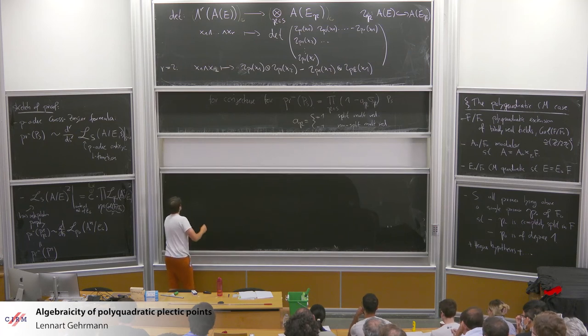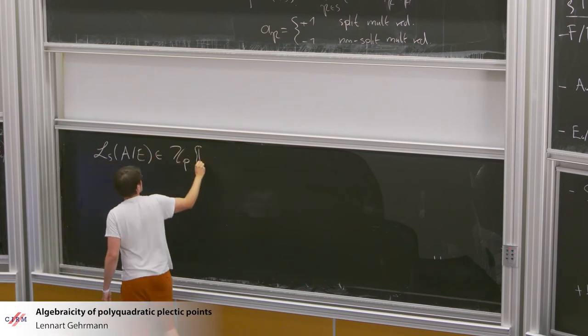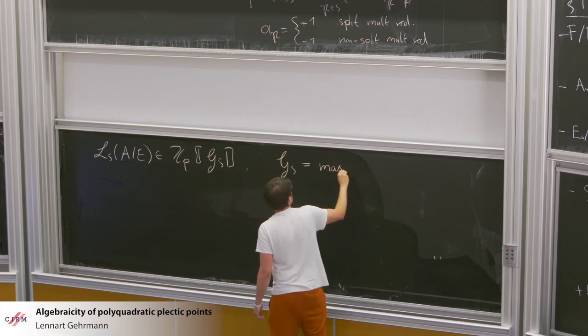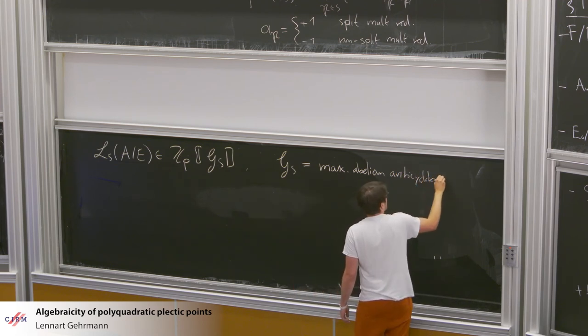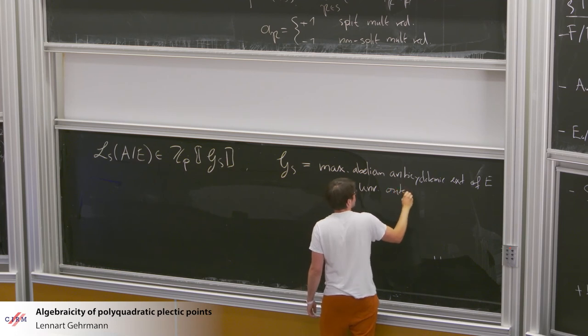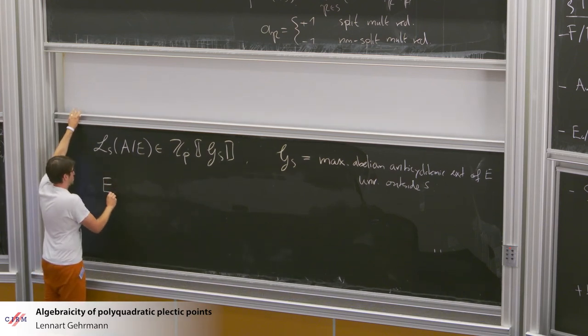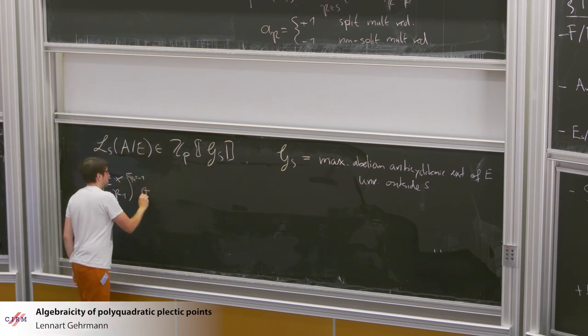So this p-adic L function L_S(A over E) actually is an element of some kind of Iwasawa algebra of the Galois group G_S, where G_S is something like the maximal abelian anticyclotomic extension of E unramified outside S. And then by class field theory, you have E_{P1}, the multiplicative group, and you take the part where Frobenius acts by minus 1, and you have a direct sum of all of these things.